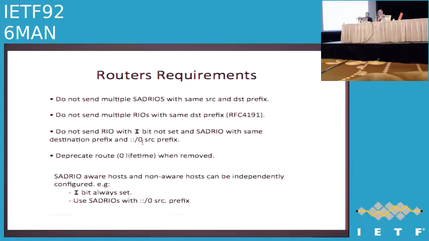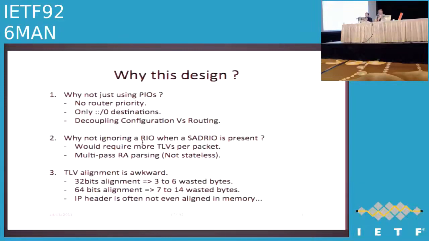So before you ask questions, I will answer some of them. These are questions I got a lot, based on the few reviews I got before publishing the draft. Why not just use PIOs? The problem, first of all, with PIOs is that you won't have the router priority, so it will just be binary information. Here, in rule 5.5, for instance, it assumes that you will pick the source address such that it's the right source address given the router that is advertising the PIO. So that's why that question.